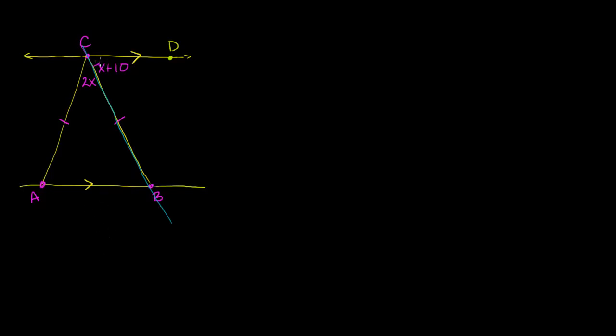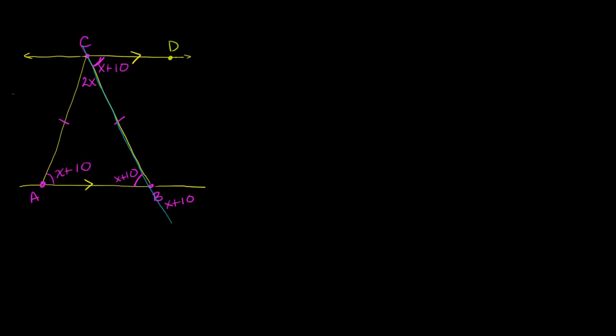You have this x plus 10 right over here, and its corresponding angle is right down here. This would also be x plus 10. And if this is x plus 10, then you have a vertical angle right over here that would also be x plus 10. Or you could say that you have alternate interior angles that would also be congruent. Either way, this base angle is going to be x plus 10. Well, it's an isosceles triangle, so your two base angles are going to be congruent. So if this is x plus 10, then this is going to be x plus 10 as well.